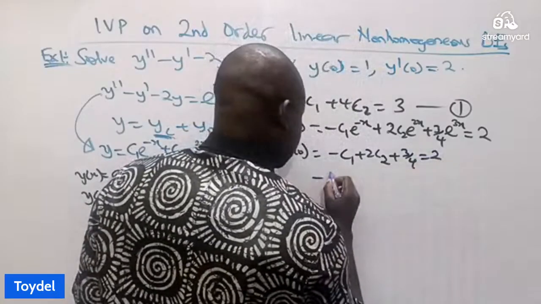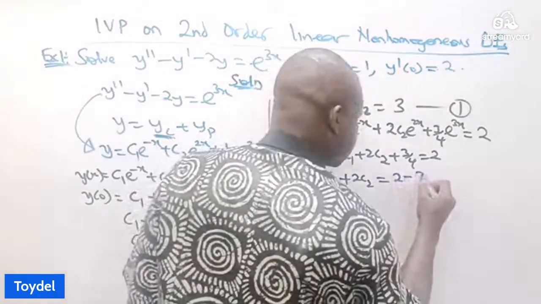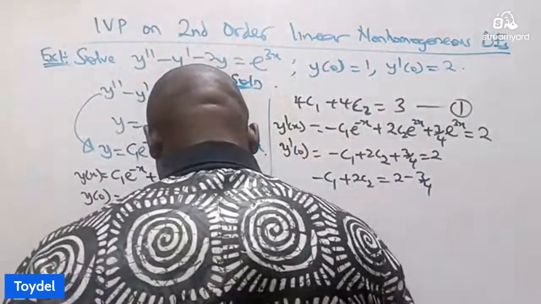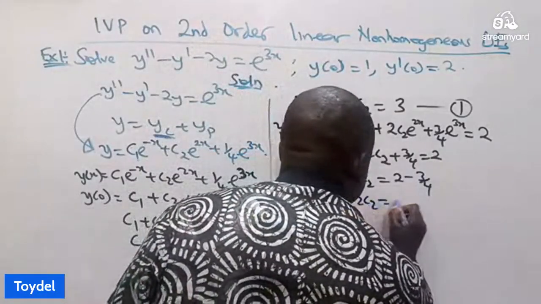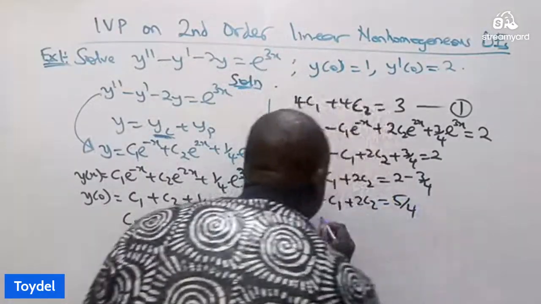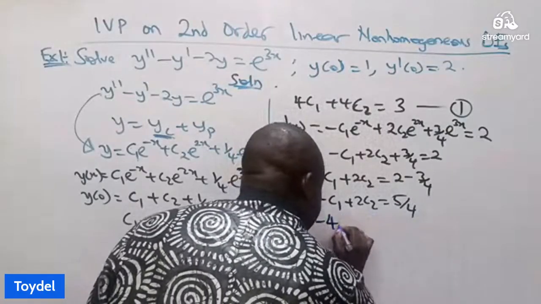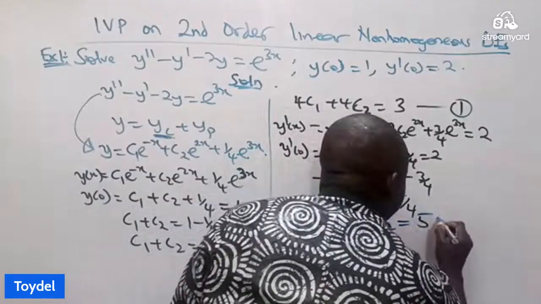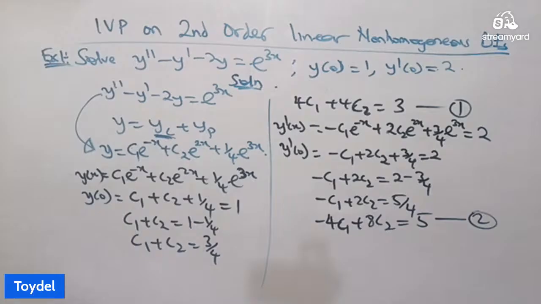Then here we have minus C1 plus 2C2 to be equal to 2 minus 3 all over 4. Then here we are going to get 5 all over 4. So minus C1 plus 2C2 will be equal to 5 all over 4. Then if I multiply by 4, I will have minus 4C1 plus 8C2 is equal to 5, equation 2. So equation 2 is giving us what I have on the board.